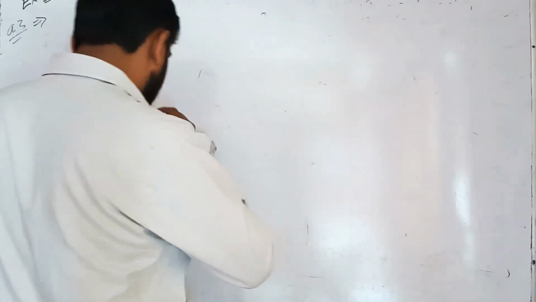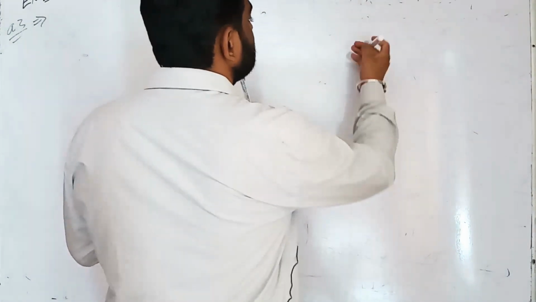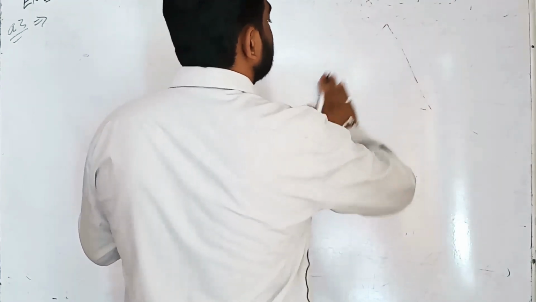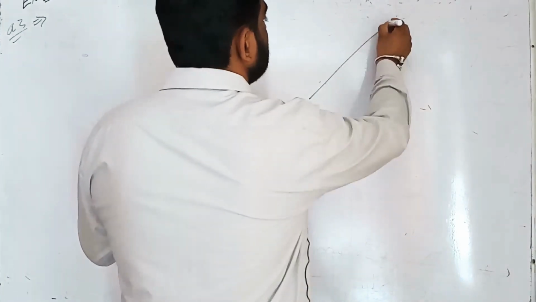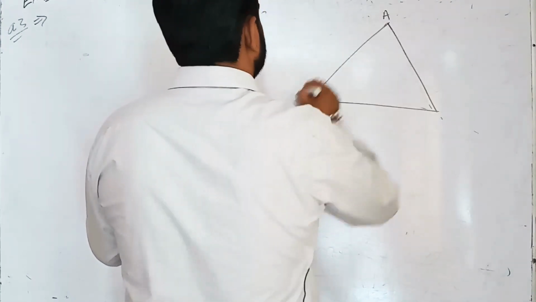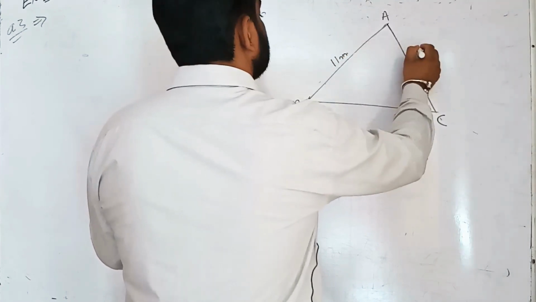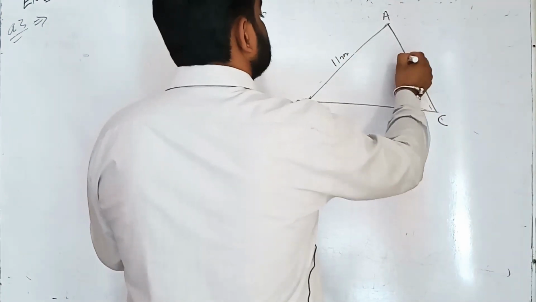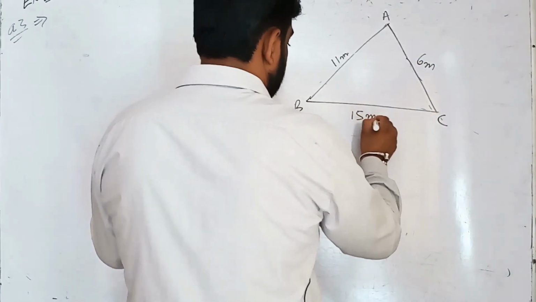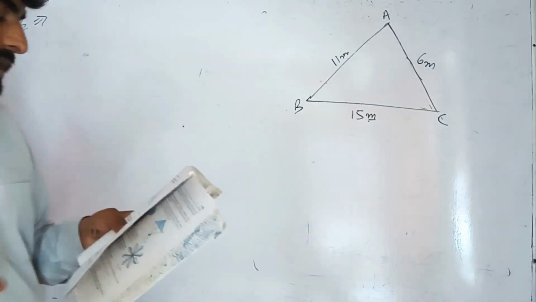In question number 3, the sides of a triangle are given. What are the sides of the triangle, students? The sides of the triangle A, B, C are 11 meters, 6 meters, and 15 meters. So we have to find the area painted in color.